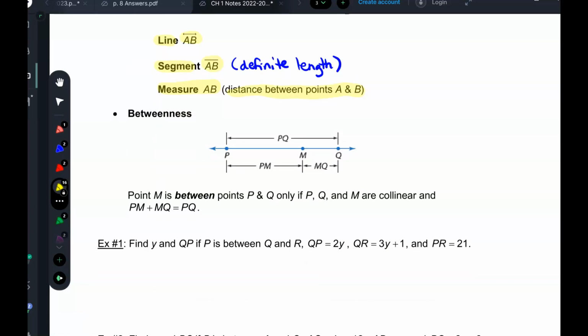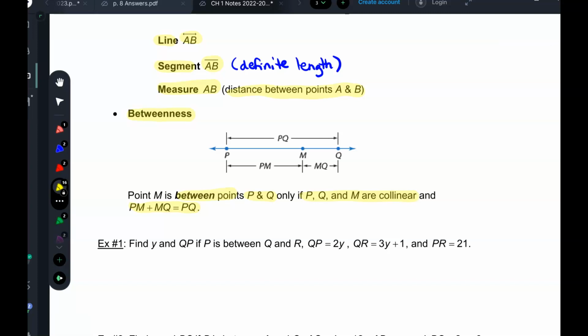All right, betweenness. This is a funny word. It's a real word in geometry. It's a real word if you look into the dictionary. So point M is between points P and Q only if, one, they are collinear, and two, you can add the two segments together to equal the long segment.